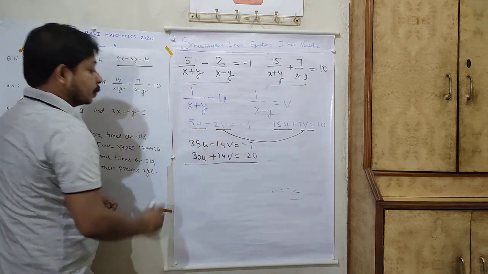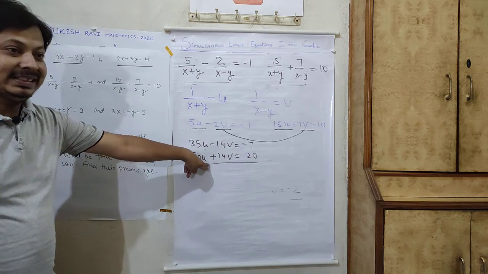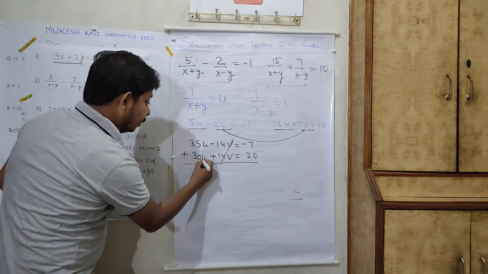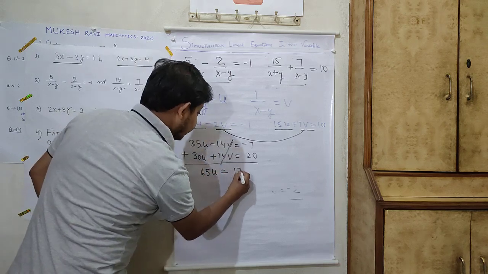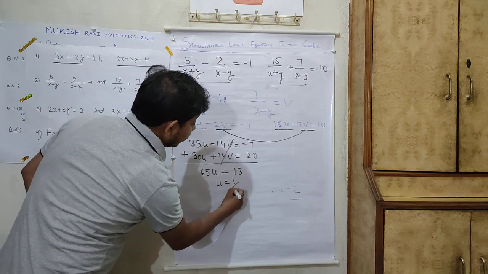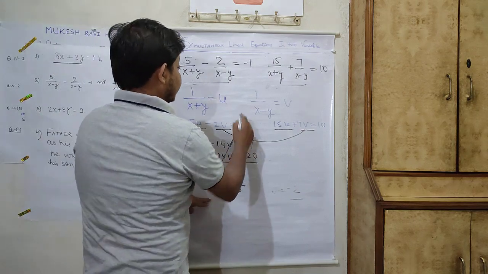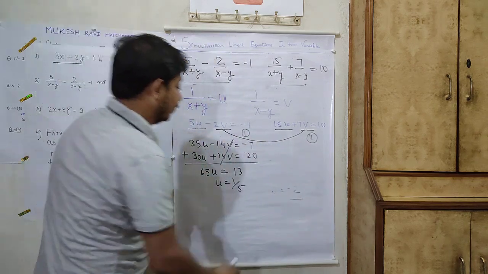Now already I spoke: same sign, subtract; opposite sign, addition. Cancel. This will be 65u is equal to 13. So u is equal to 1 by 5. Then again you can say this is 1, this is 2. From 1, u is equal to 1 by 5.